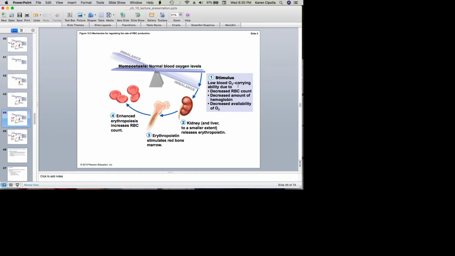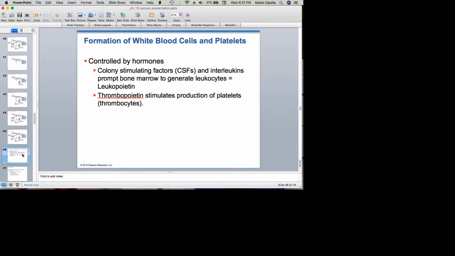So, you've got an increase in red blood cells that can carry the oxygen, which in turn increases the amount of oxygen in the blood. Once that happens, it rises back up to normal oxygen levels, which then turns off the erythropoietin production, and then you're restored back into homeostasis.